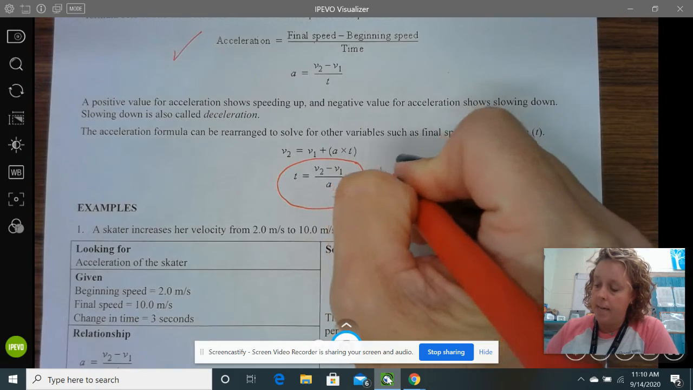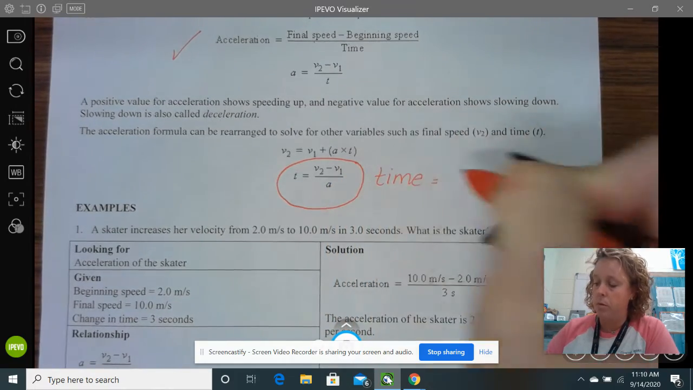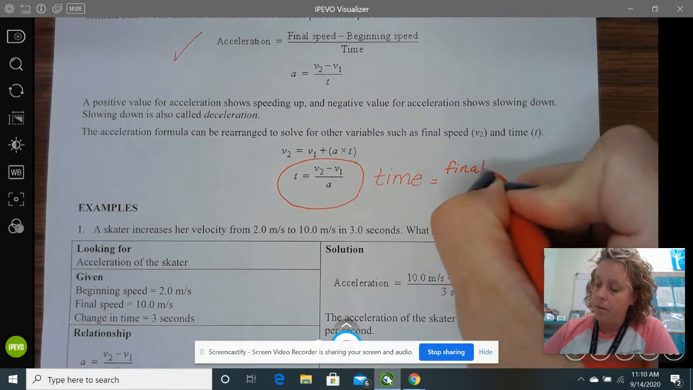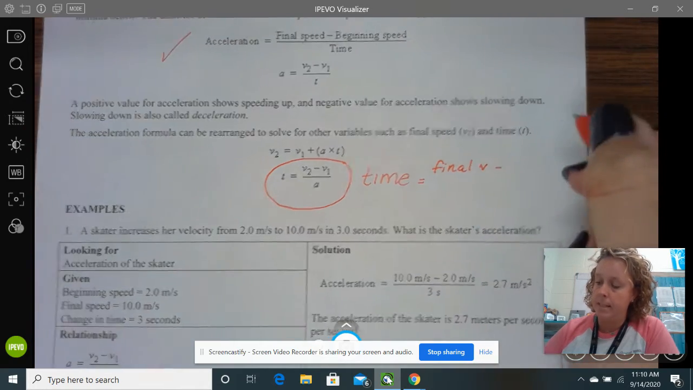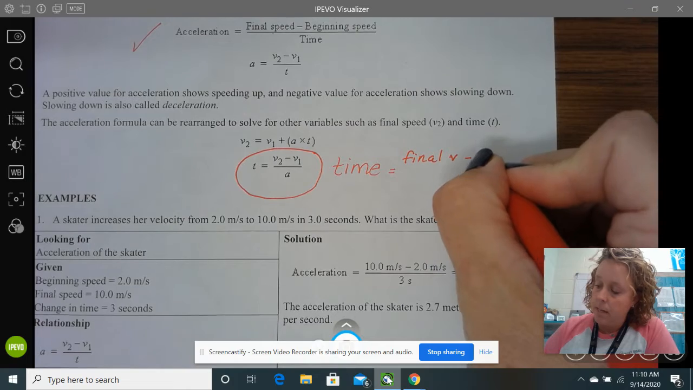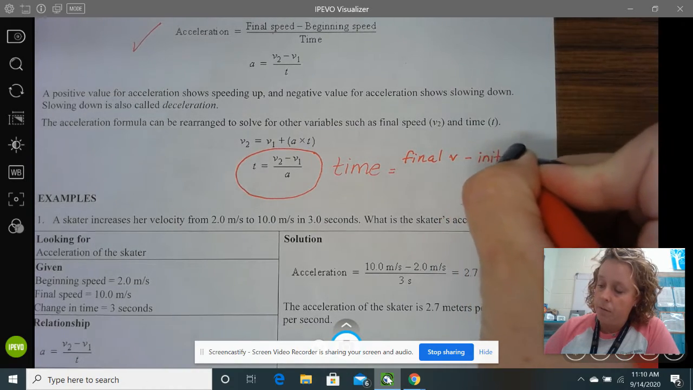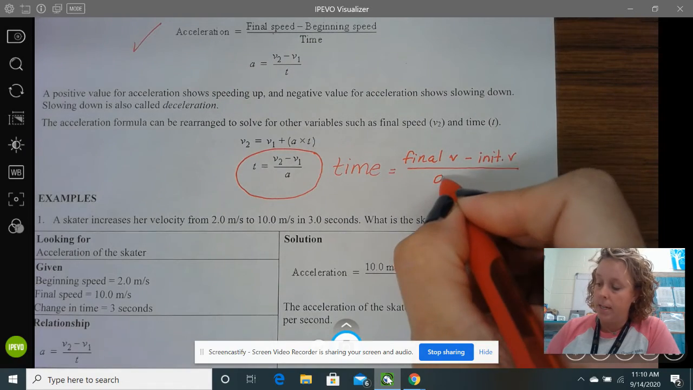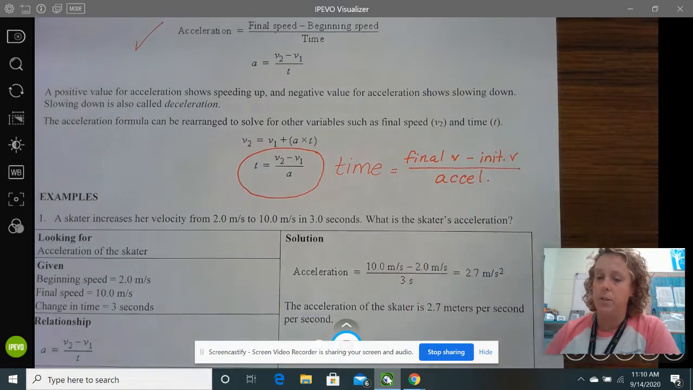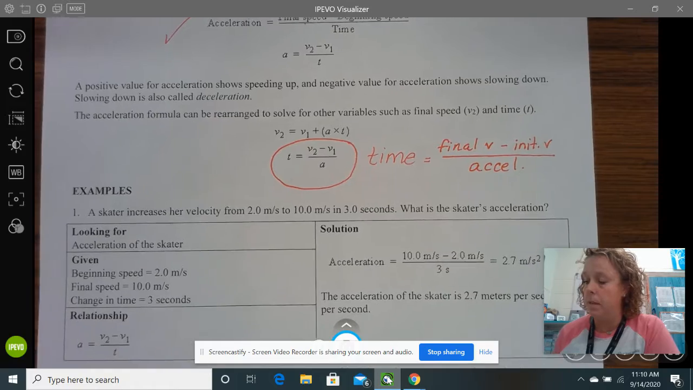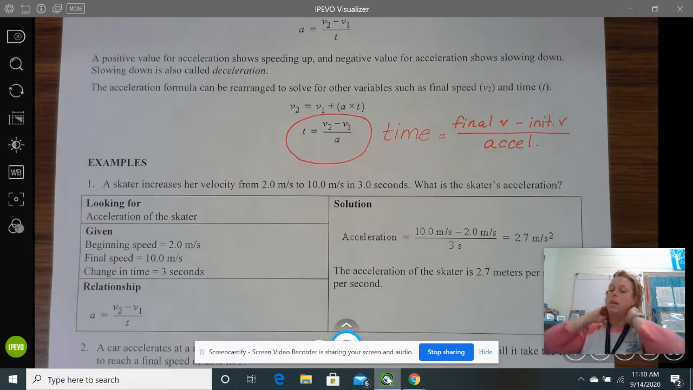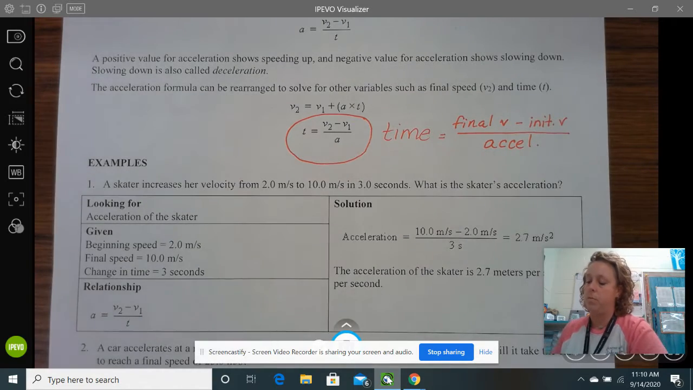You're going to have time equals final velocity minus initial velocity divided by acceleration. And I know I'm using abbreviations here, I'm trying to save a little time. So it's the same formula, we just kind of flipped some of the components. All right, so let's look here at one example.